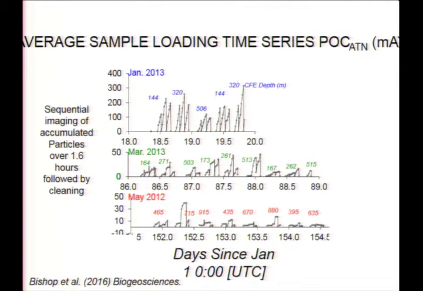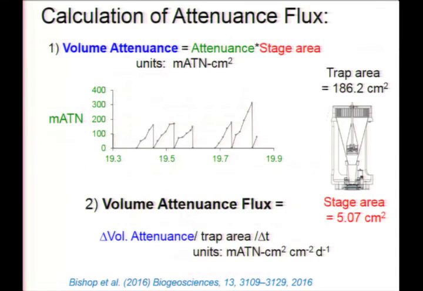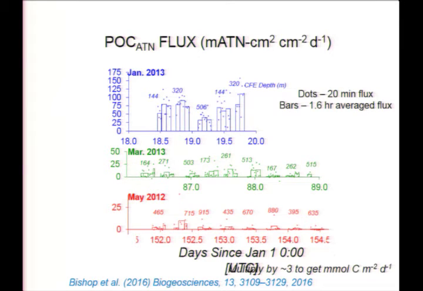So these are the raw data from the Carbon Flux Explorer at 144 meters, the ramping up of sample load, cleaning, et cetera. We've run these things for 40 days, and they don't biofoul, so that's encouraging. These are short deployments. And so, again, the attenuance flux is the time derivative of the change in sample load, times the stage area, divided by the trap area, divided by time. And this is the flux for January high, March intermediate, and May low.